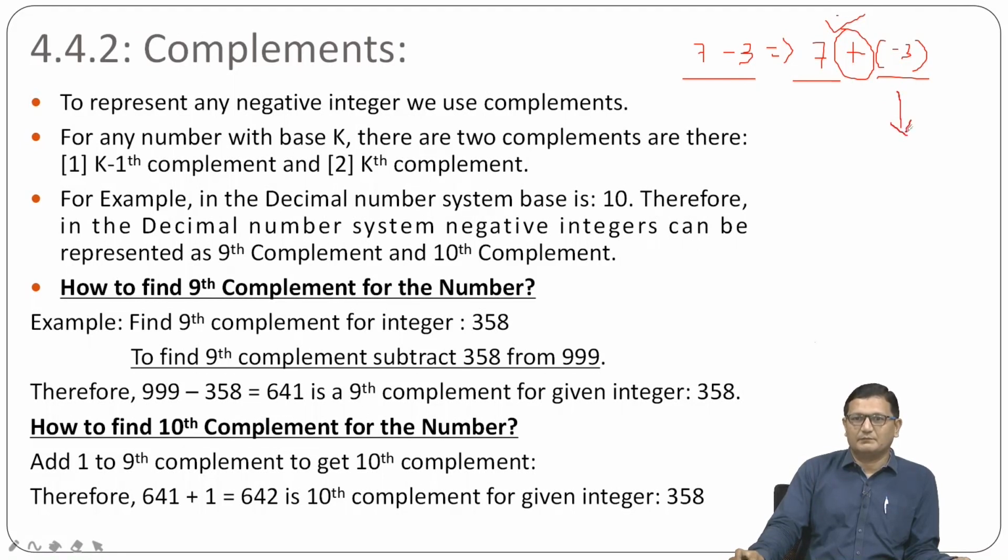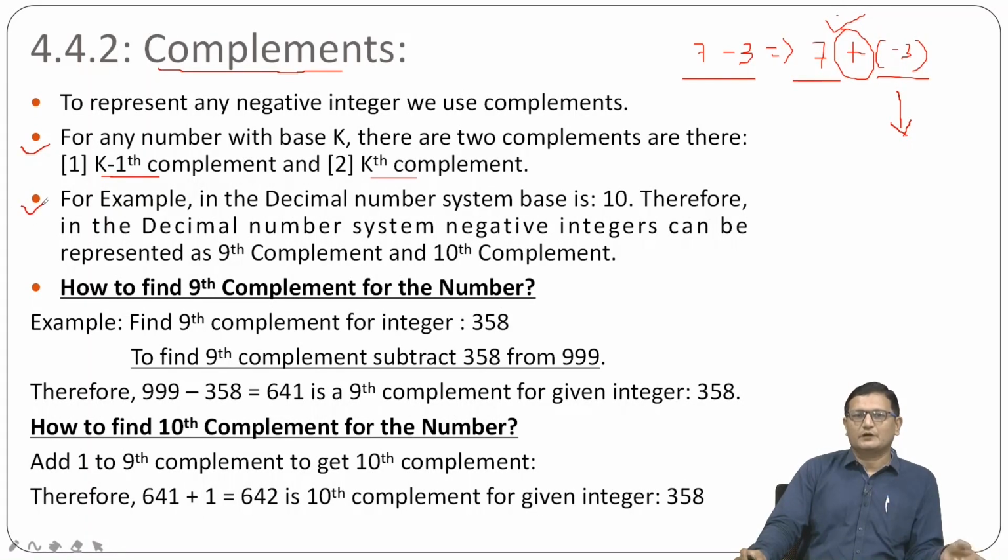Obviously, to represent the minus number in the computer system, we are using complements, right. Now, how many types of complements are there? Suppose we talk about any number system whose base is k, there are two types of complements, the k minus 1th complement and the kth complement, right. Now, you will say, okay sir, these things are not clear. So, we'll go ahead with an example.